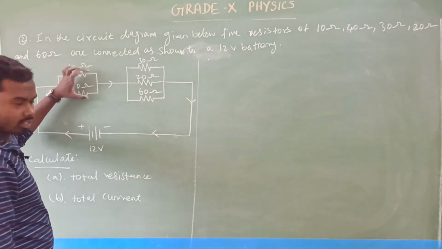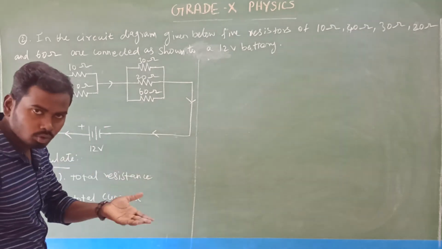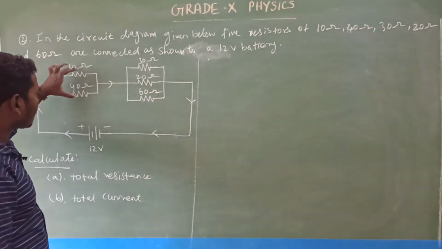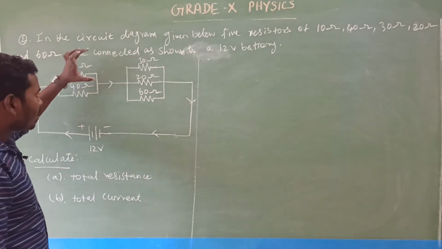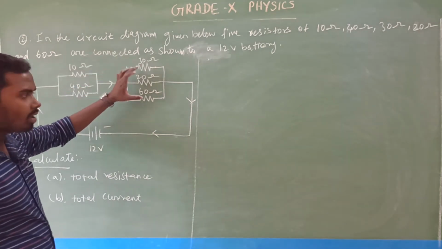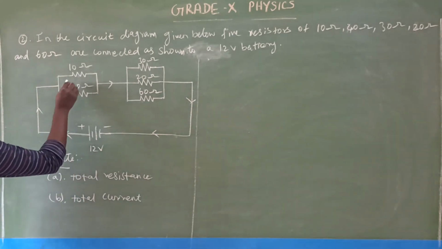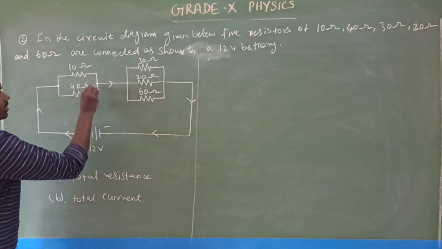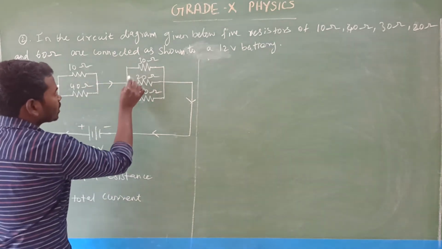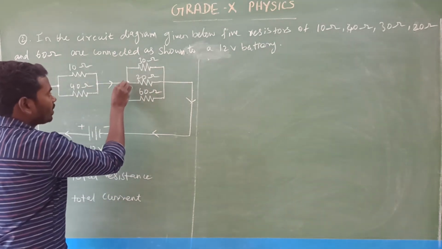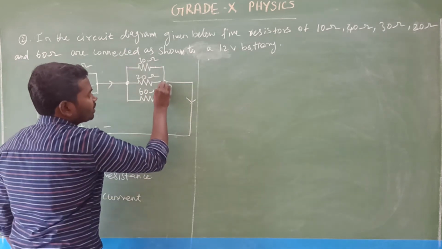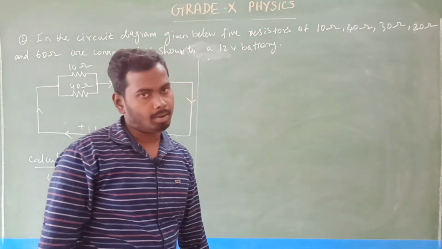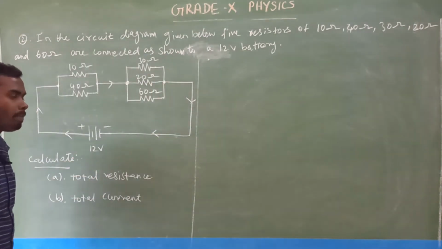Is that clear? Yes. First we need to calculate the total resistance value, but here 2 resistors are connected in parallel, whereas 3 resistors are connected in parallel here. Here the 2 resistors have one end connected at a single point, this point. Here the other end is also connected at a single point. Here also the 3 resistors, one end connected at a single point, another end connected at a single point. So we can say this combination is in parallel.